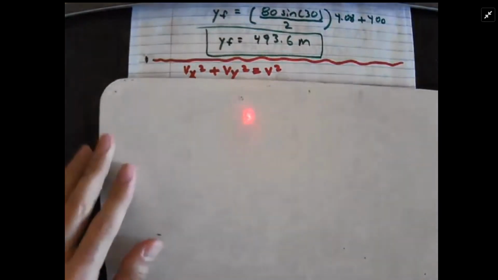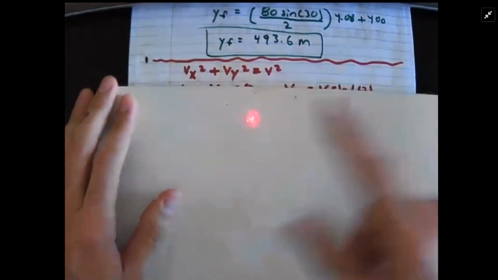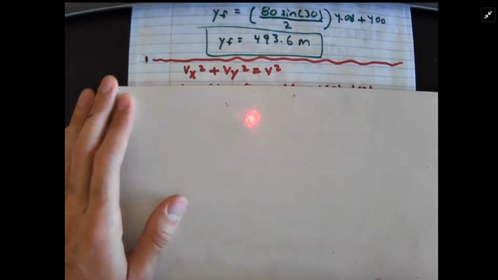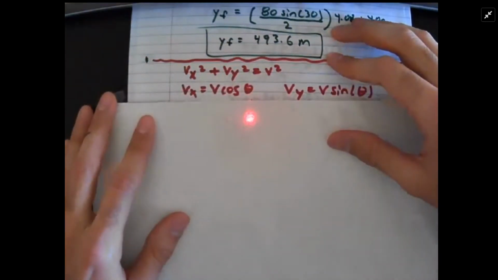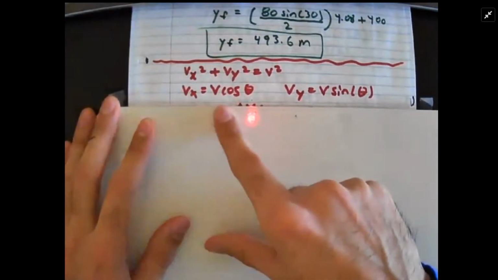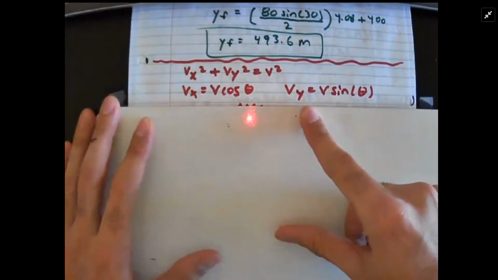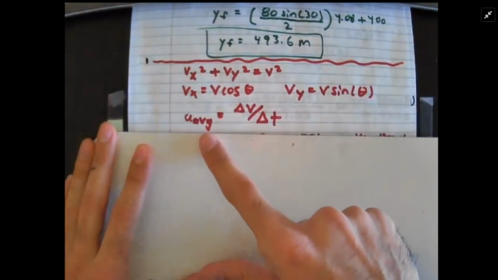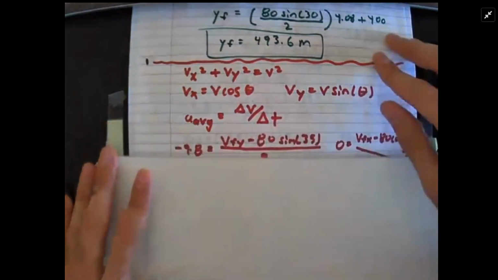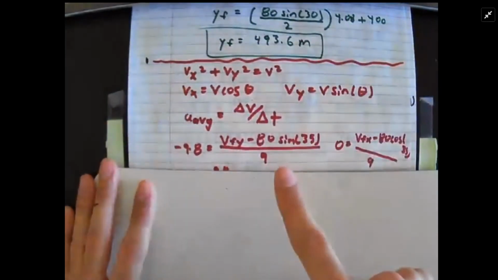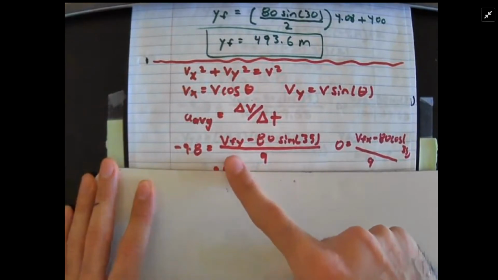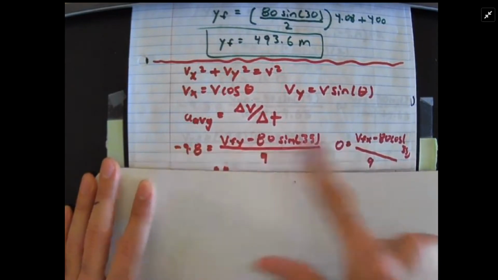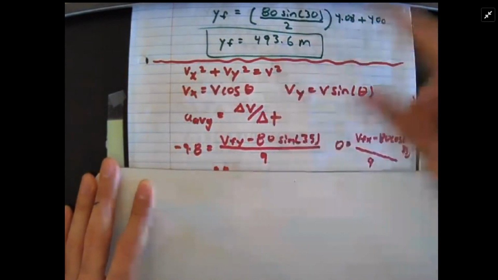We start off, we have to know these equations. We have to know v sub x squared plus v sub y squared equals v squared. So that's the first thing. And then the next thing we have to know is that v sub x equals v cosine theta and v sub y equals v sine theta. So I'm going to use that equation we used previously, a average equals delta v over delta t, and now my new delta t is 9. I want to know what the final velocity is at 9 seconds in the y direction and in the x direction, so that I can plug these two into here and find my final velocity.